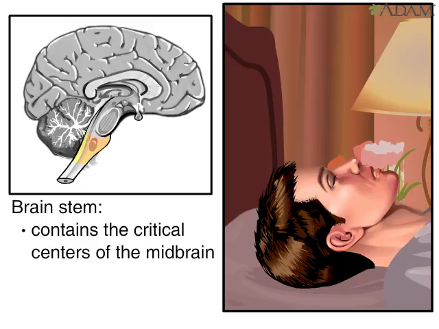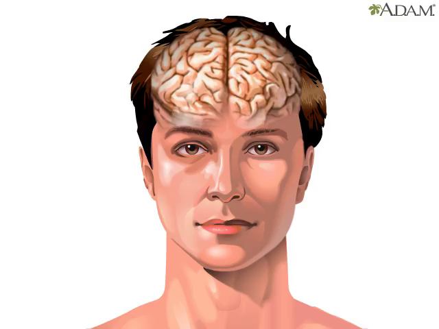When we are asleep or unconscious, our heart rate, breathing, and blood pressure continue to function because they're regulated by the medulla. A man's head resting on a pillow is shown with his mouth opening, showing breathing during sleep. And that concludes a general overview of the components of the brain.